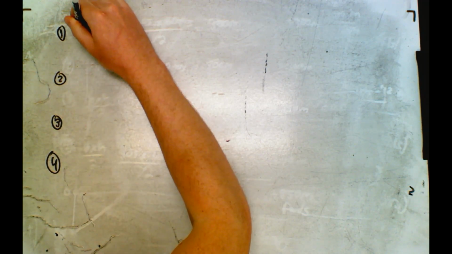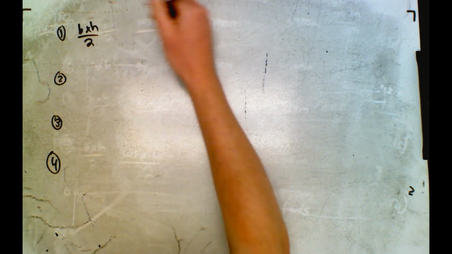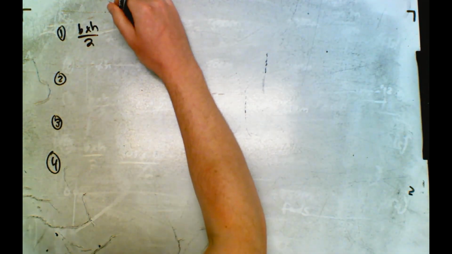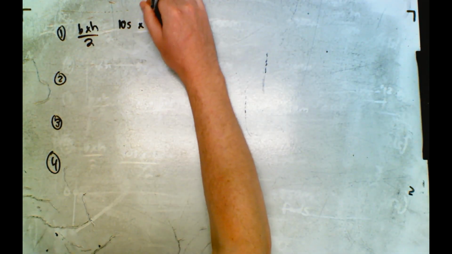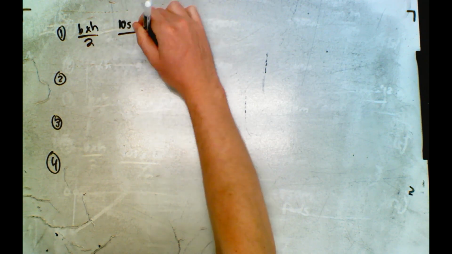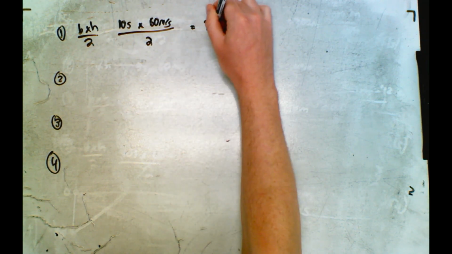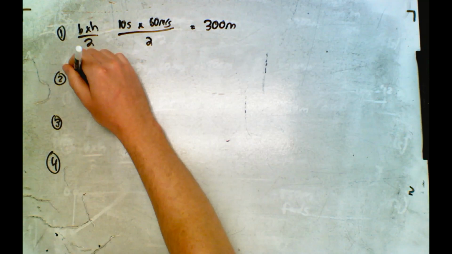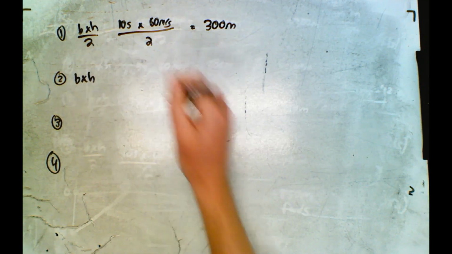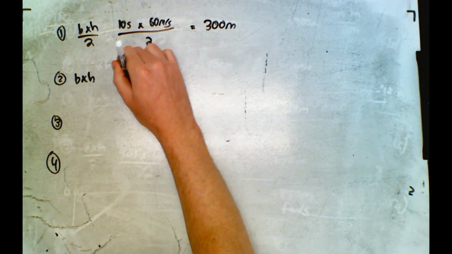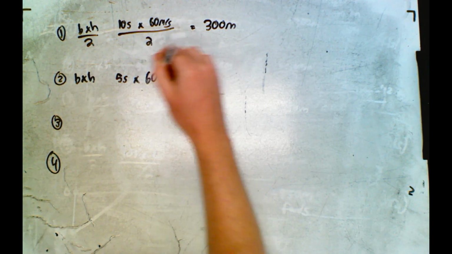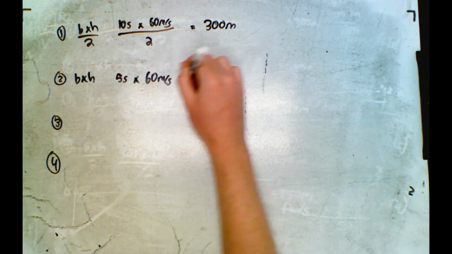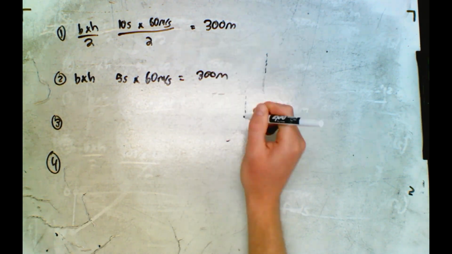So 1 is a triangle, so it's base times height divided by 2. My base was 10 seconds. My height was 60 meters per second. I divide that by 2. That's going to give me 300 meters. My second one is a rectangle, so it's just base times height. My base was 5. My height is 60. I don't divide it by 2. I get 300 meters as well.